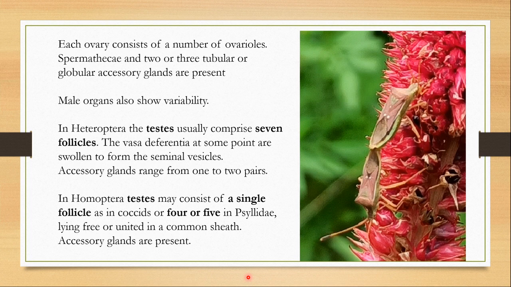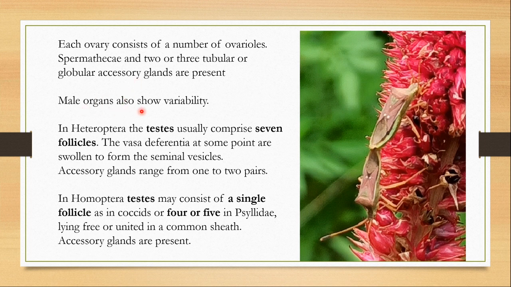Each ovary consists of a number of ovarioles. The spermathecae and two or three tubular or globular accessory glands are also present in females. So spermatheca is the gland or glandular structure that retains the sperm after mating. The number of ovarioles in the ovary can vary depending on the species, and it can also have the spermathecae as well as other tubular or globular accessory glands, which can be useful for mating or for laying eggs.